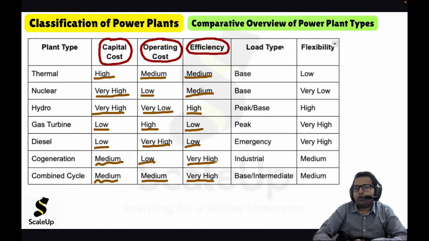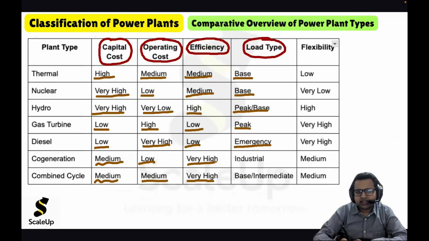Now, in terms of load type, if you talk about thermal, they are mainly used for base load. Nuclear also base load. Hydro, we can make use of it as peak load and base load. Gas turbine, peak load. Diesel, we make use of for steady supply for emergency. Cogeneration, it is for industrial use. Combined cycle, we can use it like a base load and intermediate load.